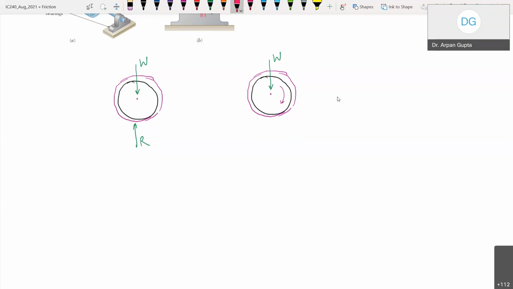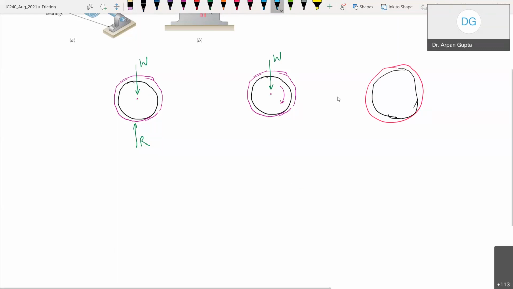Again, the figure is not a very good figure. Let me draw it again. But the idea is that if I start rotating the shaft in the clockwise direction, it will try to roll up the outer casing, the purple color casing. Initially, the point of contact was just vertically downward. So this point of contact will move towards the right.